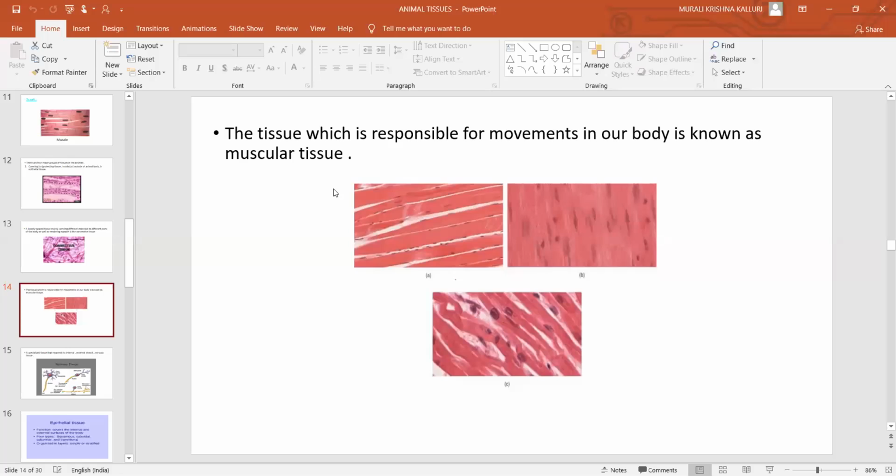The tissue responsible for the movements in our body is known as muscular tissue. It is the connection between the bone and muscles, helpful for the movement of the animal body. This is the muscular tissue.